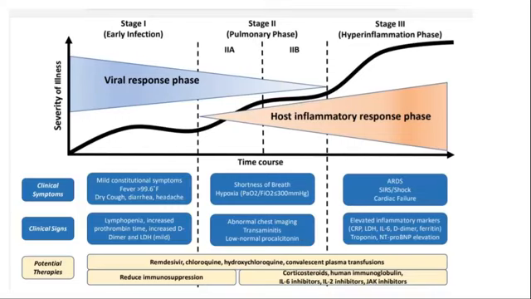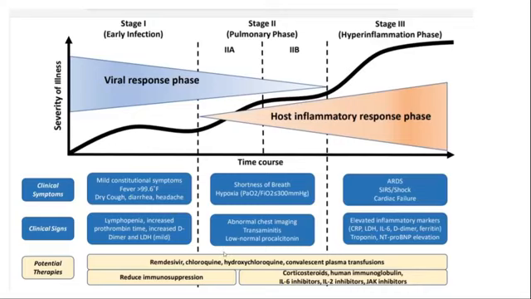So that's why our potential therapies depend on the phase of the infection. In the early stage, your antivirals might work. So you can use remdesivir, or you can use convalescent plasma transfusion. But once the virus starts going out of hand, then you can also use chloroquine and hydroxychloroquine, which have an immunomodulatory effect.